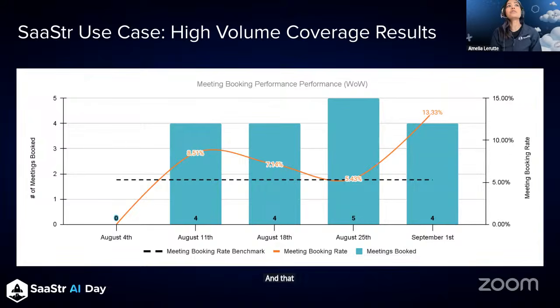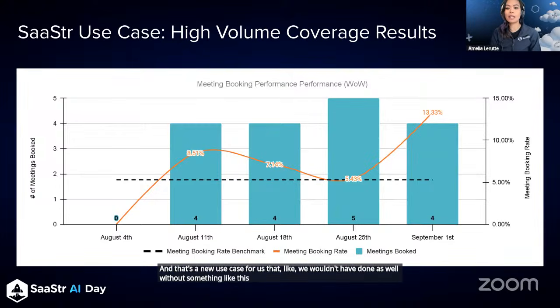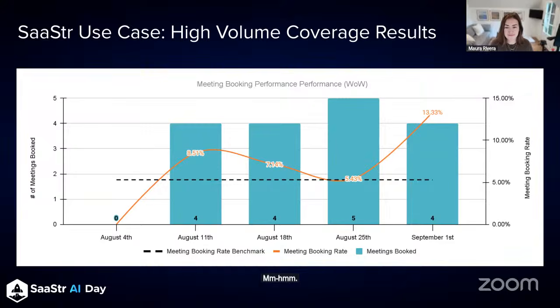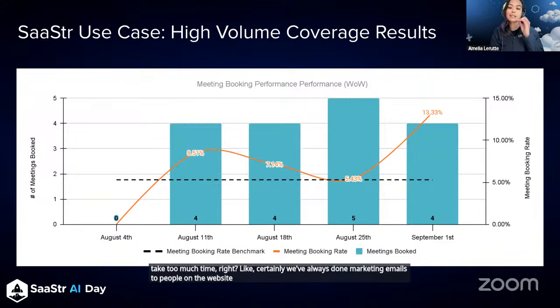And that's a new use case for us that we wouldn't have done as well without something like this that is using AI at scale, because it just would take too much time. Certainly we've always done marketing emails to people on the website, but not at the same level of personalization that we're able to now, since it has all of that data.